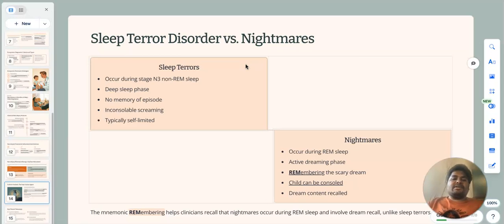Sleep terror disorder occurs in non-REM sleep, stage N3 non-REM sleep or slow wave sleep, whereas nightmares occur during REM sleep. So in nightmares, there is a memory of what has happened. The child can recollect the dream, whereas in sleep terror, the child cannot recollect the dream. And in sleep terror, the child will be crying, screaming, and can't be consoled, whereas in nightmares, the child can be consoled.